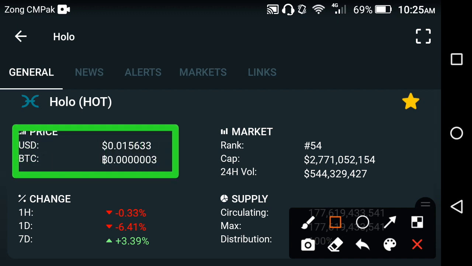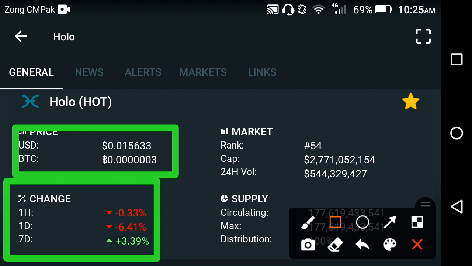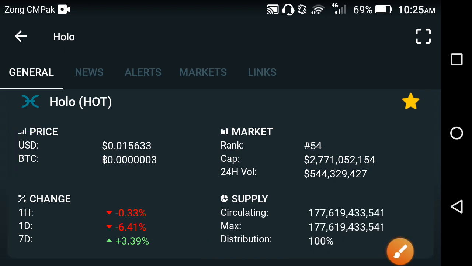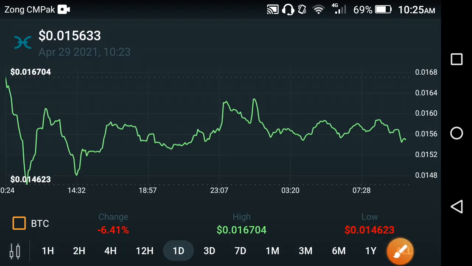The current price is about 0.015633 USD. And if we talk about the price change in the last 1 hour, last 1 day, and last 1 week, the last 1 week change is positive, except for the last 1 day; these two are both negative, friends. For more details, let's see the price prediction chart of the Holochain coin, friends.